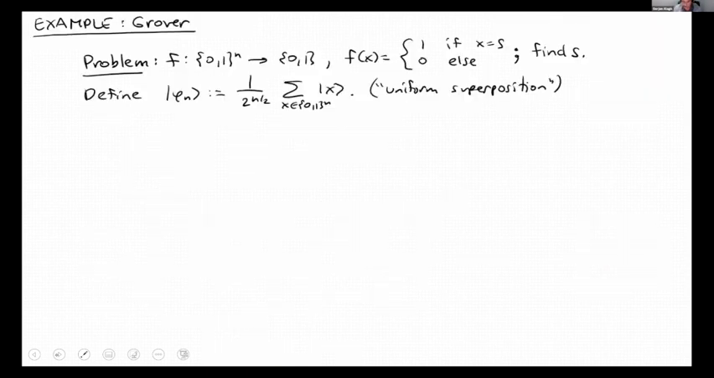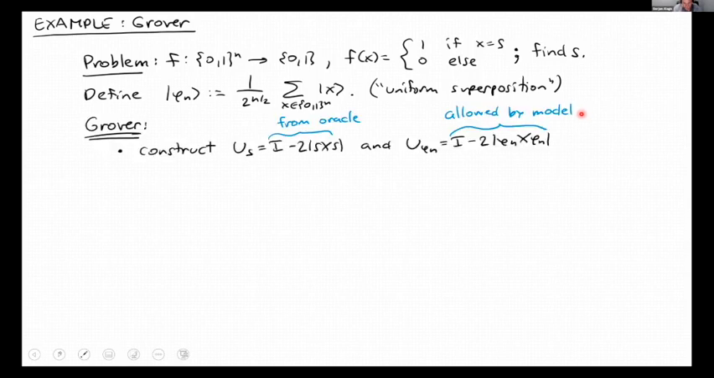Okay, so let's do our first kind of serious example. Let's do Grover search. So what's the problem? The problem is we have oracle access to some function from n bits to 1 bit, and we're promised that there's some secret input s where the function takes the value 1 and it's 0 everywhere else. Okay, and then recall this uniform superposition state, we'll need that. So here's how Grover works.